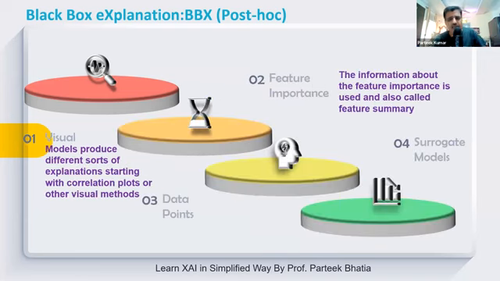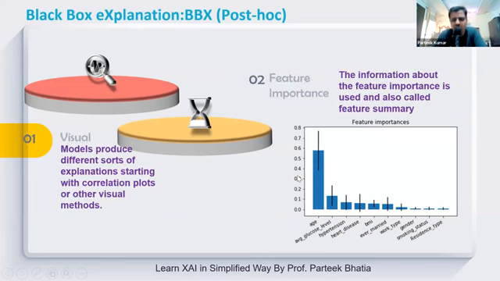Then second is feature importance. This is a very important technique. It is also called a feature summary. You can read from here. So the information about feature importance is used here, and it is also called feature summary. Here I am giving you an example.